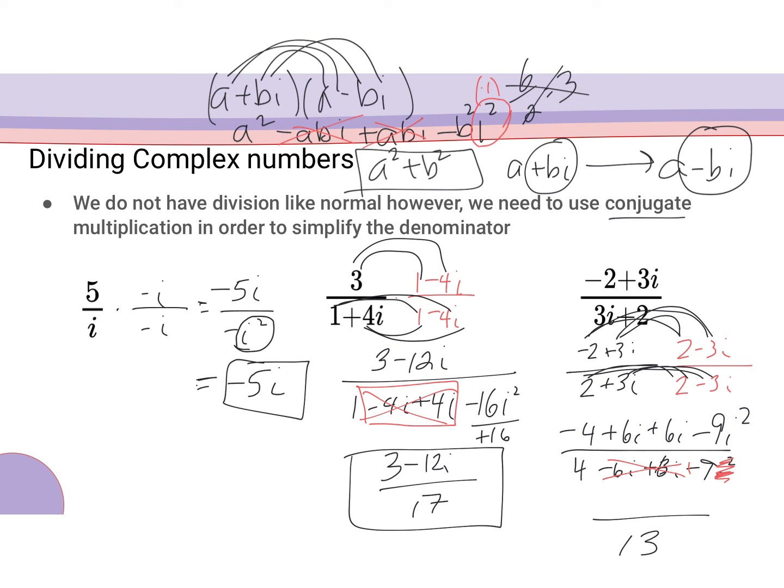And up top, again, this i squared becomes a plus. So I have -4 plus 9, which is positive 5. And 6 and 6 gets me 12i here. So, again, I can't simplify this, but if I could, I would. So that is the process of dividing. I know it's a little bit more complex. We're not really dividing, we're really multiplying by the conjugate. So that's how we simplify. It may be a better way to say it.